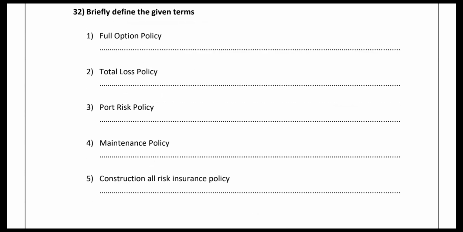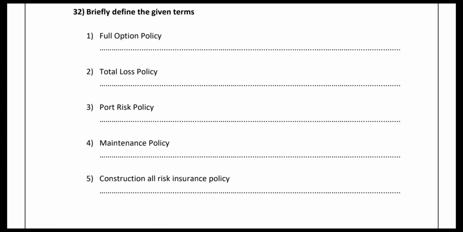Next one, port risk policy. What is this port risk policy? If there are damages that occurred within the port or within the harbor, those damages are covered in this policy. Port risk policy: damages occurred within the port or harbor are covered.